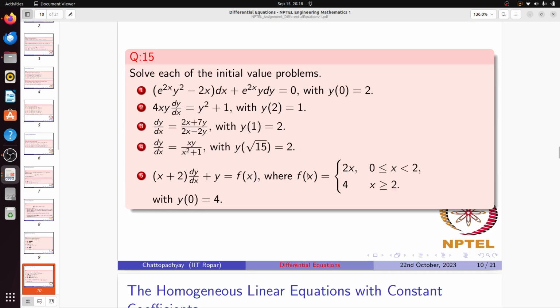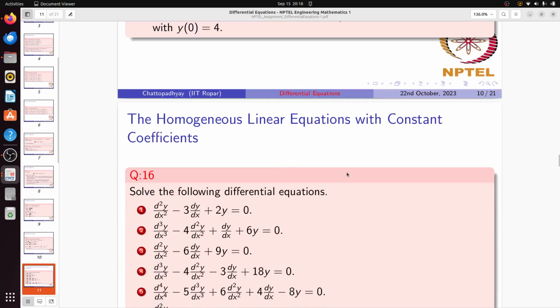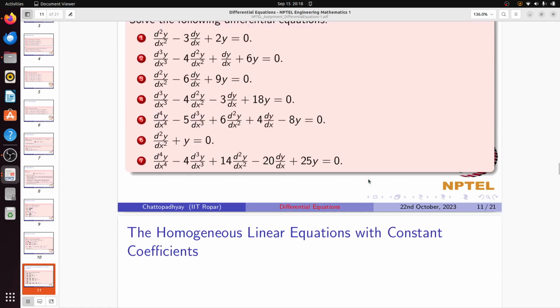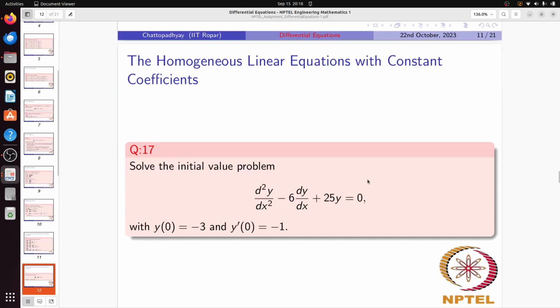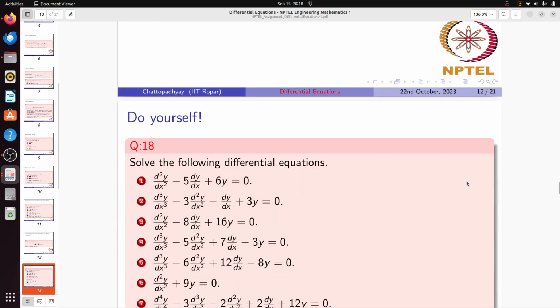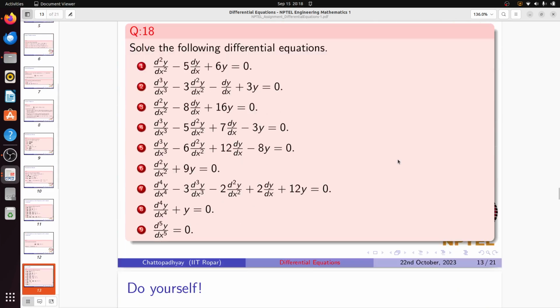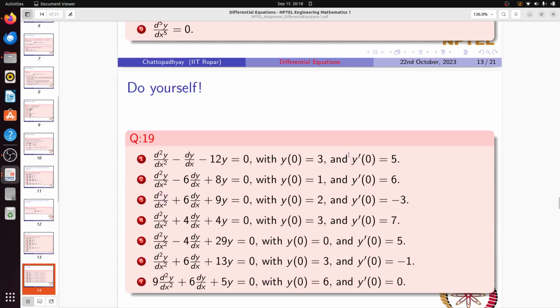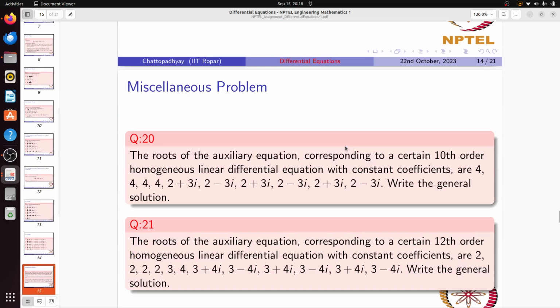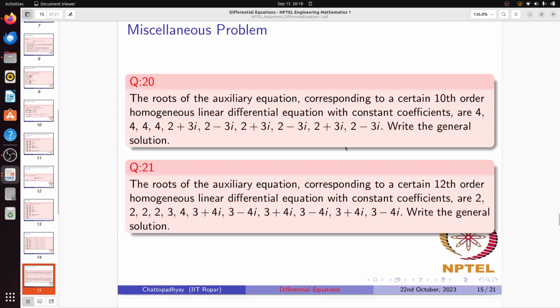There are also problems on homogeneous linear equations with constant coefficients. We have this type of problems also, the homogeneous linear equations with constant coefficients. Then we will have some do-yourself problems. Many problems I have. You can actually really solve these problems. I will upload these problems.